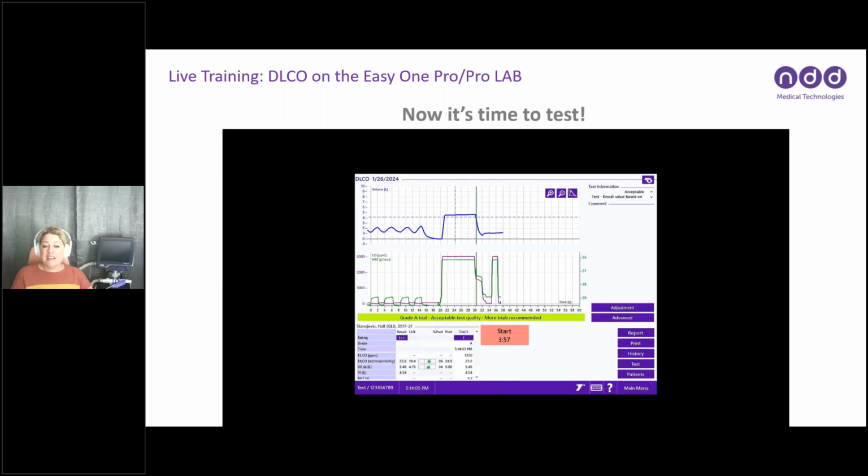All right. So looking at the test, the first thing you'll see in the coaching bar is that it's telling us that was a grade A trial. It was an acceptable test quality, but more trials are recommended.